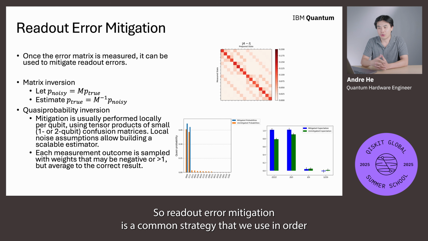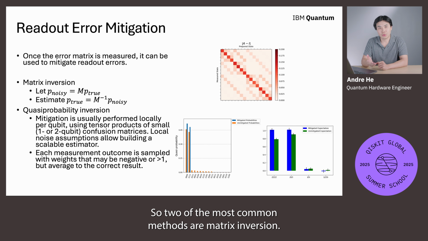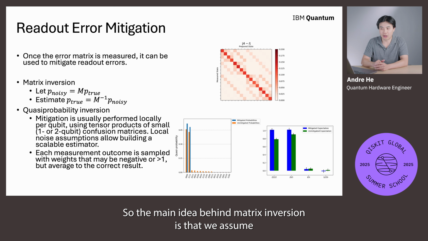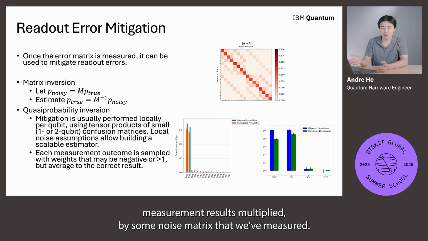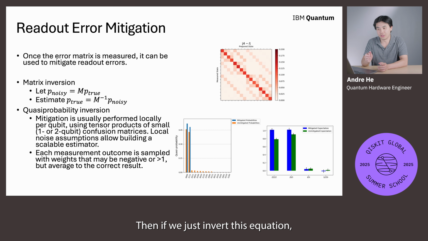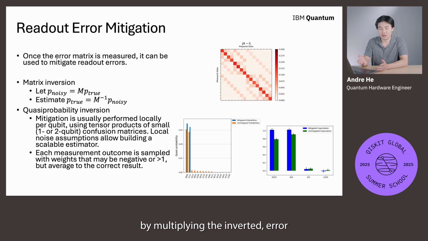So after talking about readout errors, let's move on to what we can use these readout errors that we measured for. So readout error mitigation is a common strategy that we use in order to counteract the effect of readout errors. So 2 of the most common methods are matrix inversion. The main idea behind matrix inversion is that we assume that the noisy measurement results are the result of the true measurement results multiplied by some noise matrix that we've measured. Then, if we just invert this equation, we can estimate the true measurement values by multiplying the inverted error matrix by the noisy measurement values.